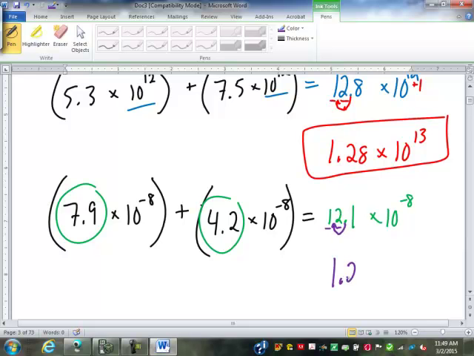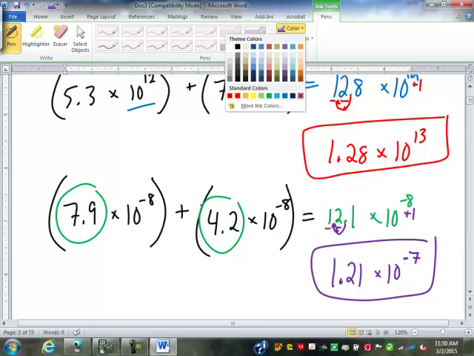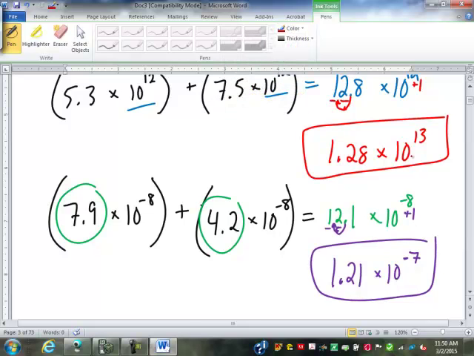This will become 1.21 times. This number became smaller, so the power of 10 has to get larger. Here's where you got to be careful. Negative 8 plus 1 is a negative 7. I'll see a lot of students change that to a negative 9 without thinking. You got to be careful. Negative 7 is 1 bigger than negative 8.